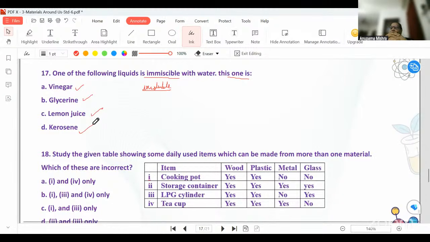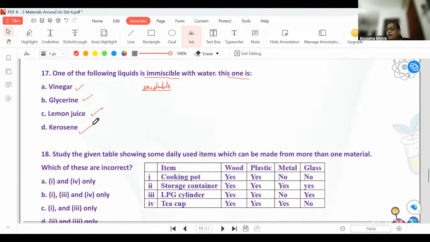Which answer do you think? 16, I think I have finished. 17 is the D, kerosene. Why? Maximum students are giving the answer A and D. B, oh, glycerin.